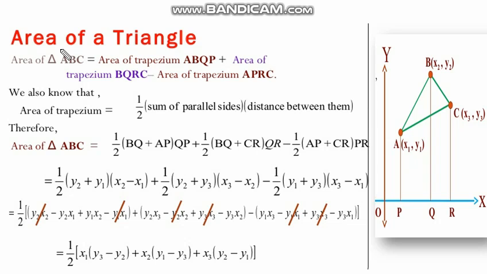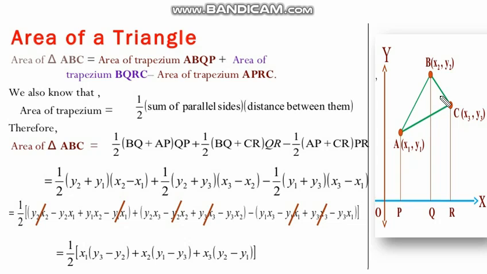Now we are going to derive the area of a triangle. If we know the coordinates of the triangle, how do we find the area? Here the coordinates are x1, y1 and x2, y2 and x3, y3. These are the coordinates. Then how do we find the area of this triangle?